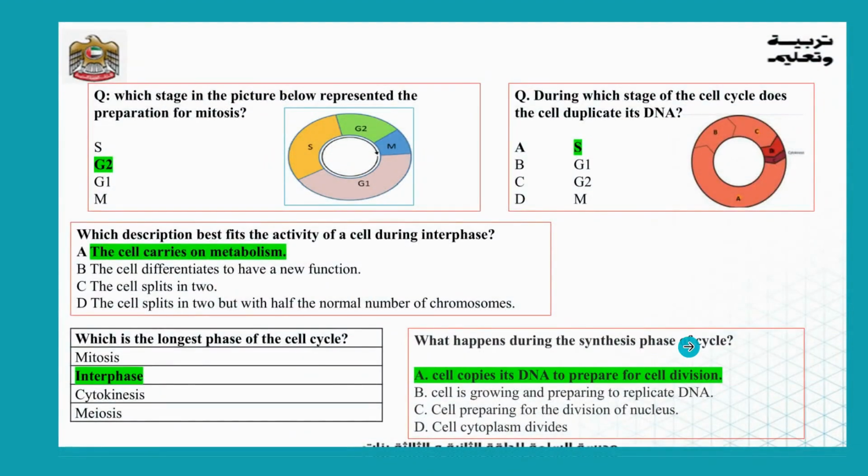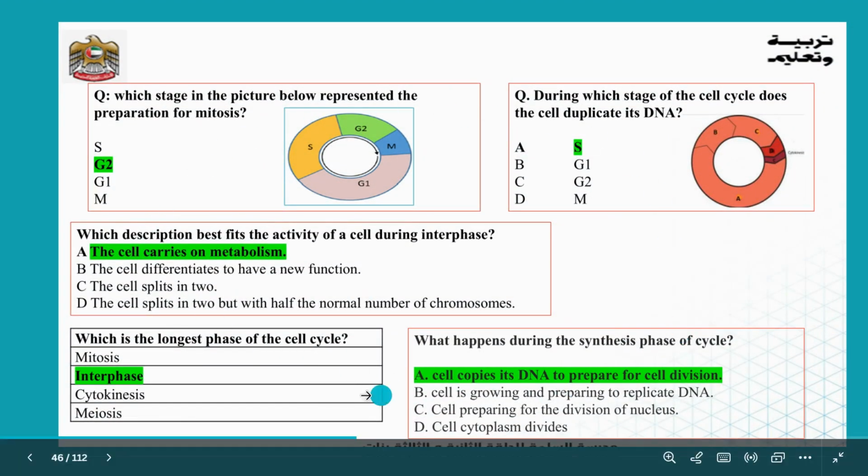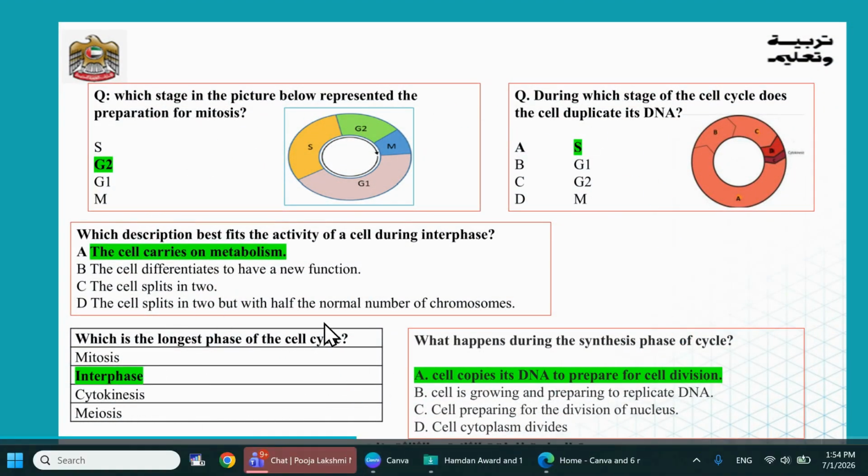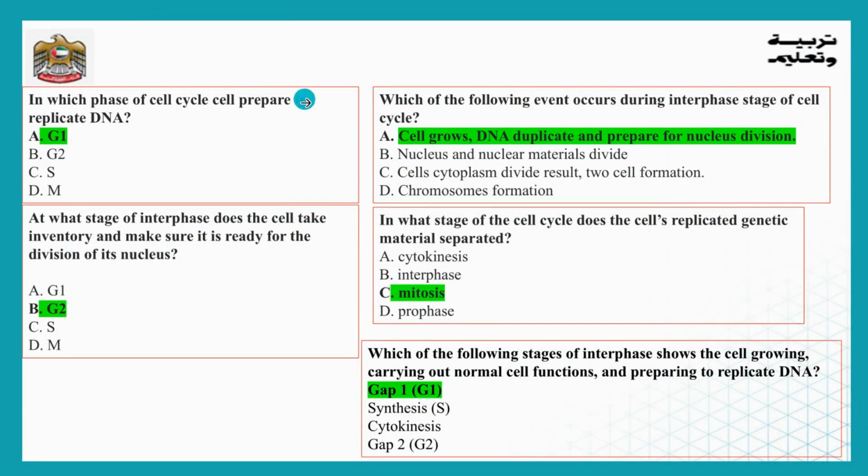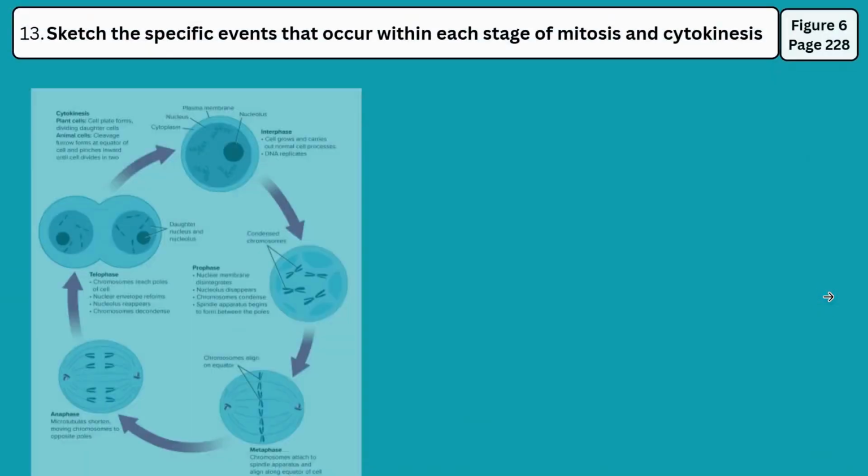So this is your question number 12, and here are some questions based on it. Which stage in the picture below represents the preparation for mitosis? Mitosis, I told you, G2. So please go through these questions. All this is there. Stop your video, read the questions and see the answer. Then start watching again.